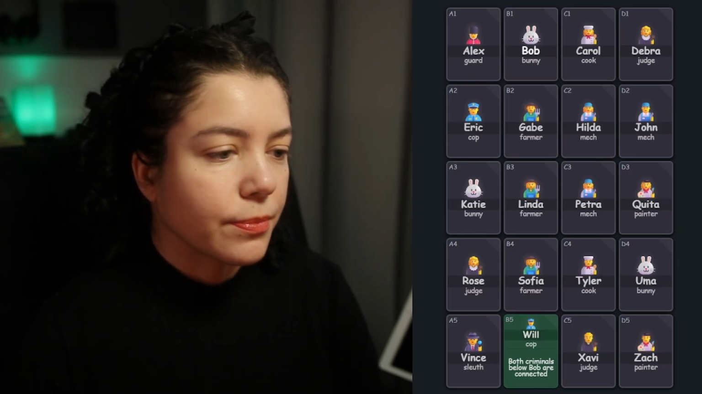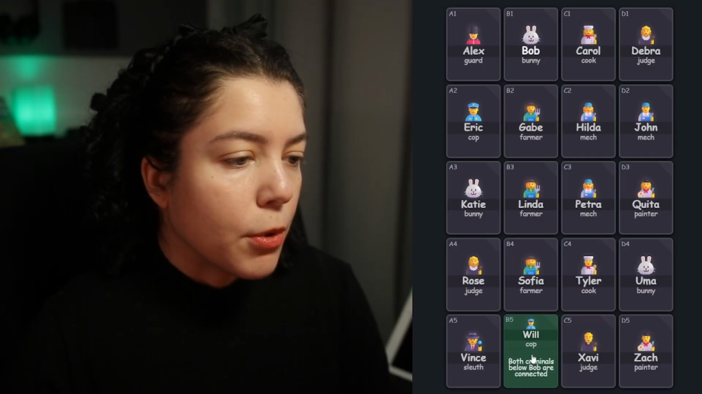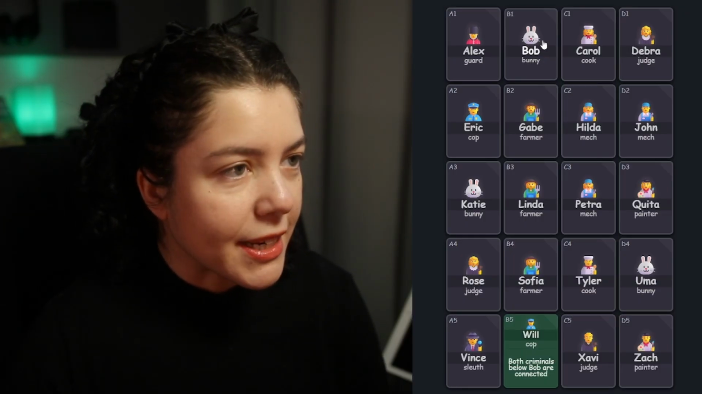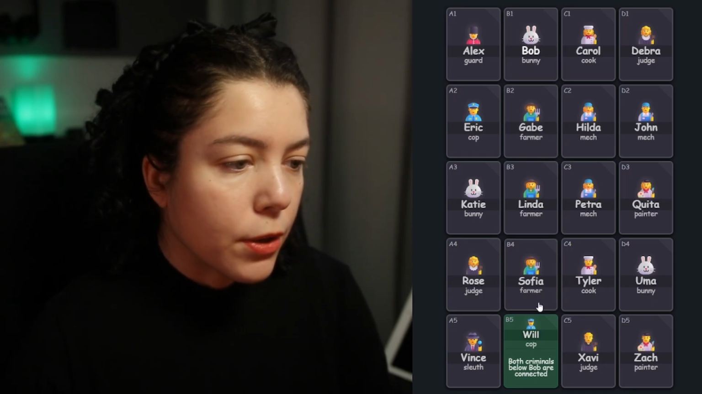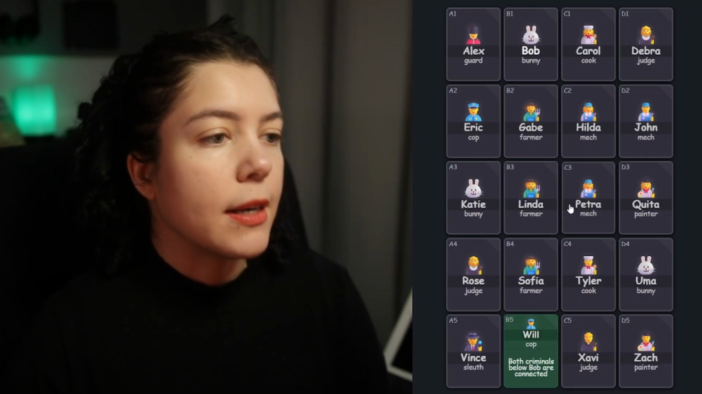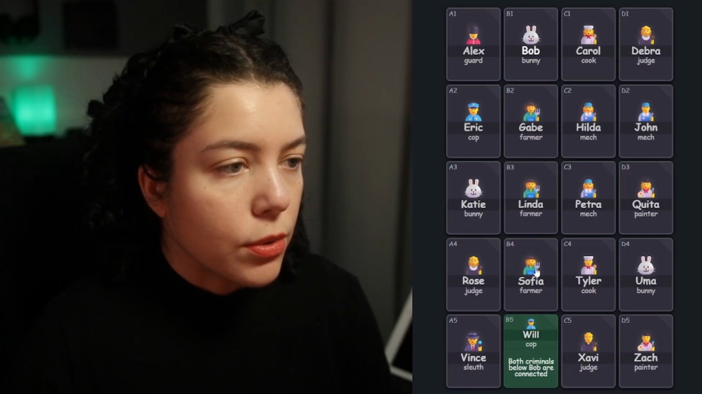Now, let's start the puzzle. Will is saying that both criminals below Bob are connected. So Bob is a bunny and he has 3 people below him who could be criminals. Since we know that both means 2 of them are, then Linda has to be one of those because she's the only one who is connected to any of the other people who could be criminals.